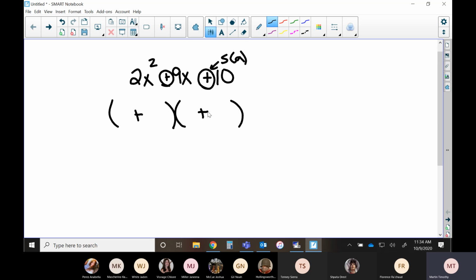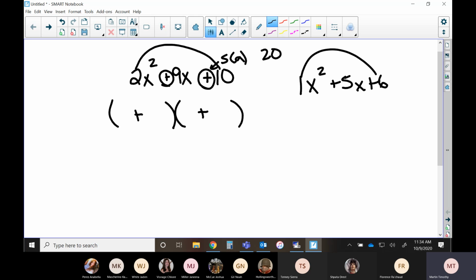Now, here's the new part. So sign rules are still the same. Because of this 2, I'm going to multiply the 2 times the 10. 2 times 10 is 20. That's my new target number that I have to multiply to. Now, remember when it was just a 1? How come I didn't have you do that step when it was just a 1? Because if this is ever a 1, whatever I multiply it by would still be that same number. So I don't need to do that when there's a 1. Do you follow me?